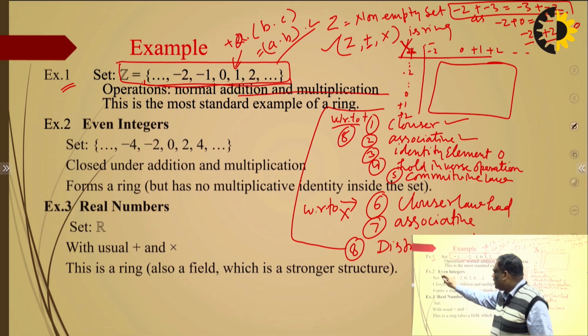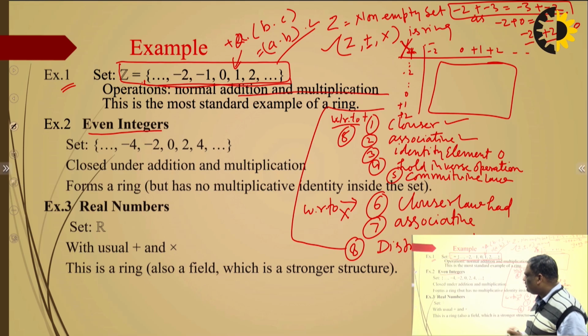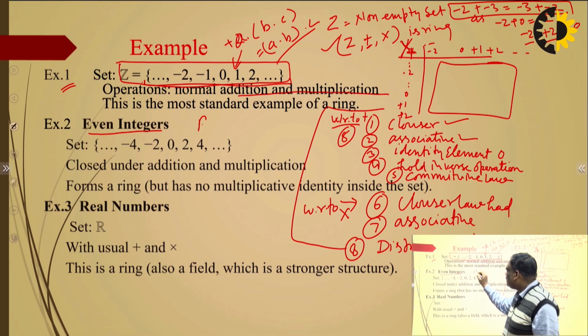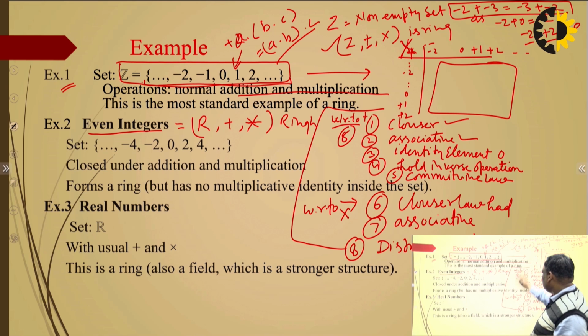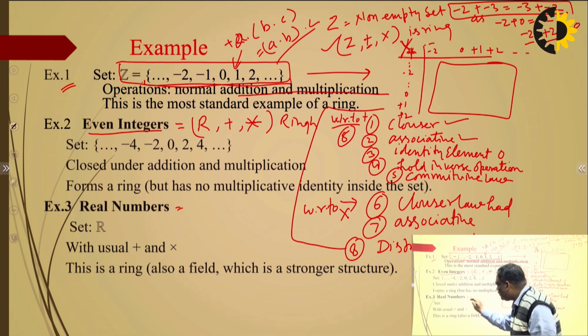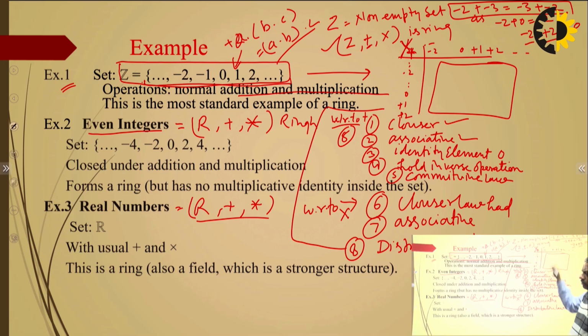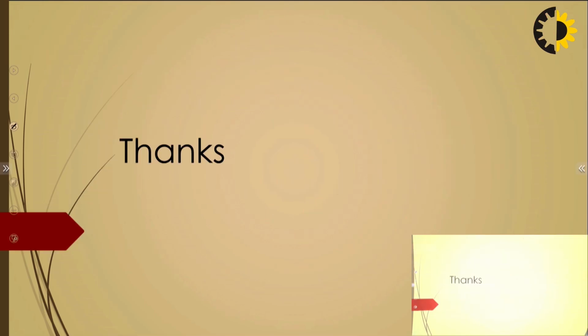Similarly, we can prove it for the even integers. Suppose R is the set of even integers, this is a ring. Similarly, we draw a table and check the given 8 properties. And if R is the set of real numbers, this is also a ring. We have proved this with the help of the 8 properties. Thank you.